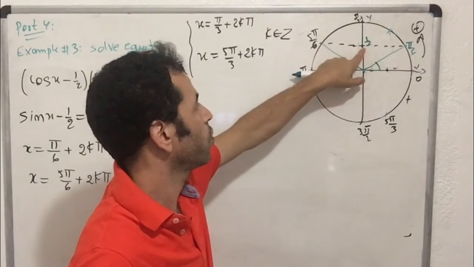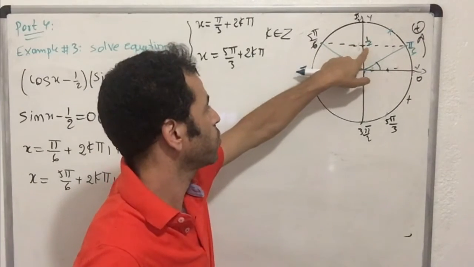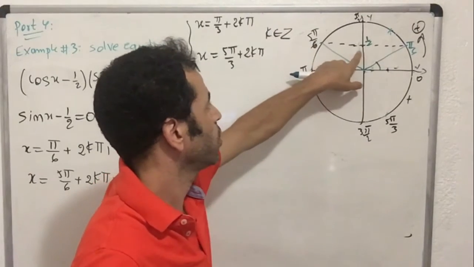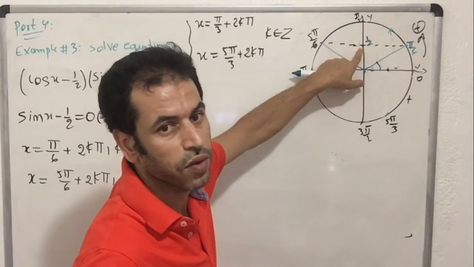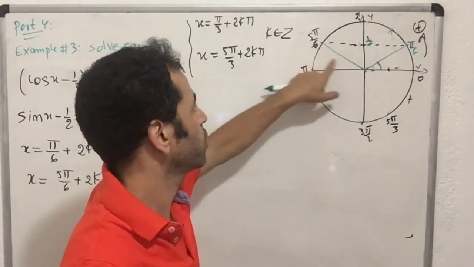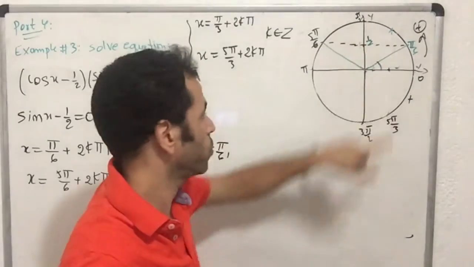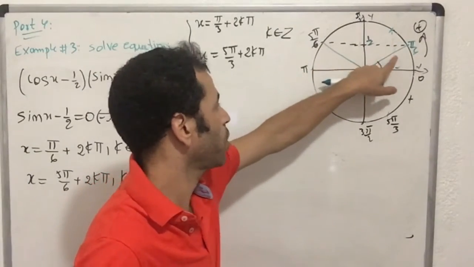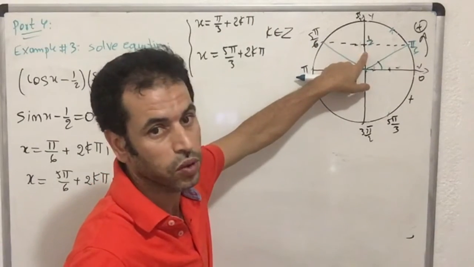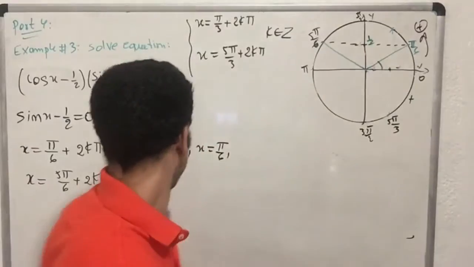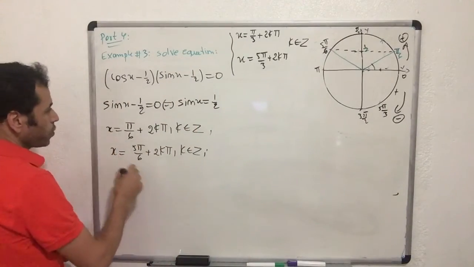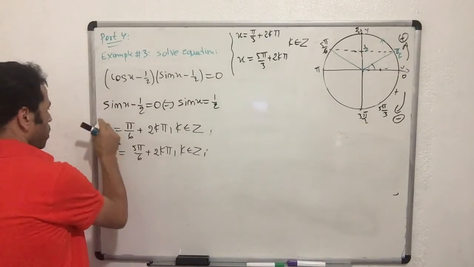You have only one value, because pi over 6 and 5 pi over 6 share the same value. Both angles pi over 6 and 5 pi over 6 have the same value, 1 over 2. So sine of pi over 6 equals sine of 5 pi over 6 equals 1 over 2, because they have the same value. So these solutions are valid. That's the solutions that I have in this case.